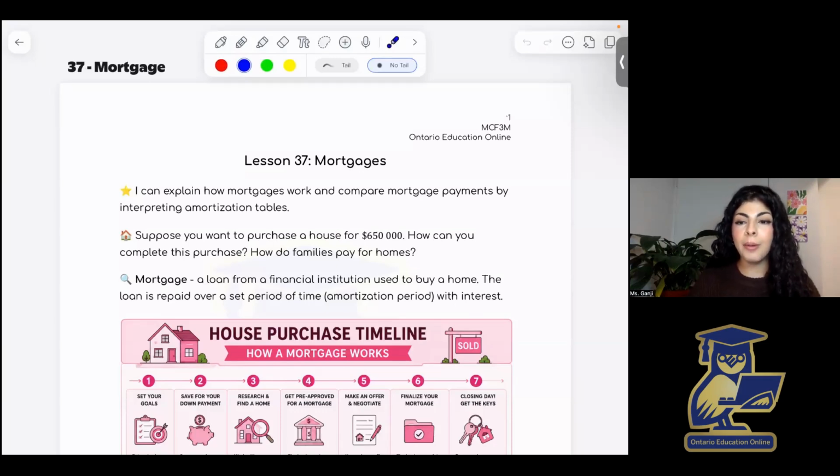Today we are looking at mortgages. You're going to be able to explain how mortgages work and also to build amortization tables for mortgages specifically, just as well as some other loans specifically for vehicles. So big payments and their respective loans that you might have to utilize in the near future for yourself.